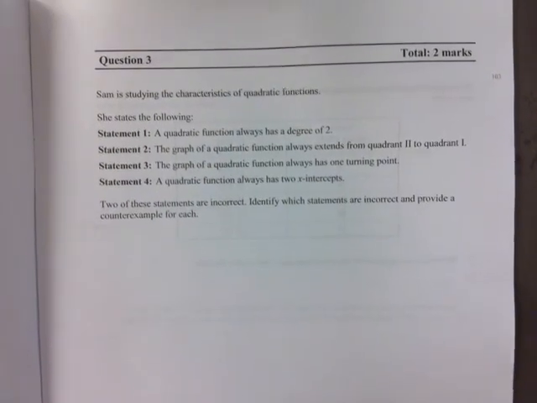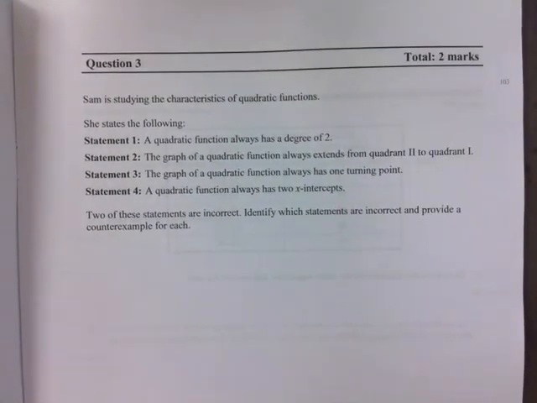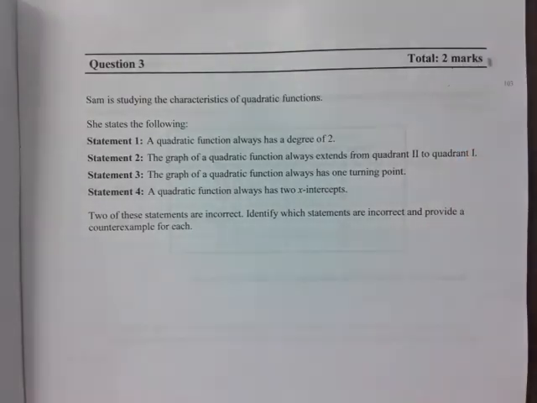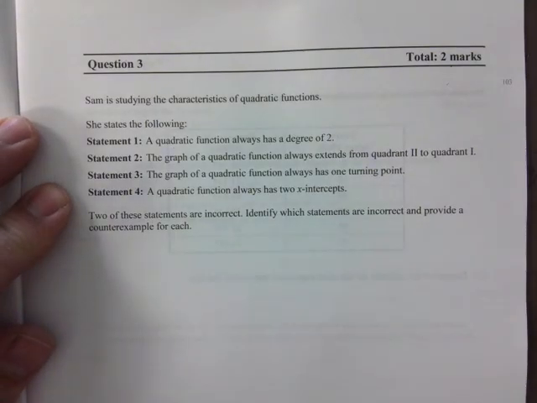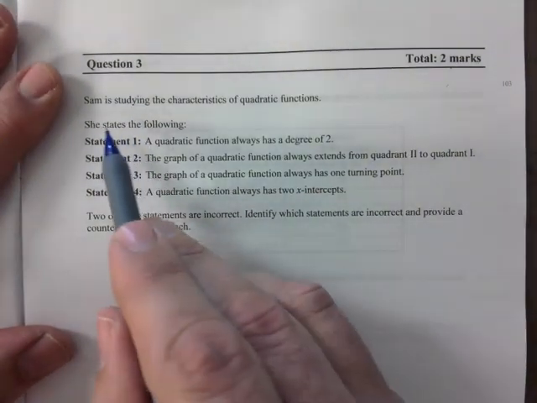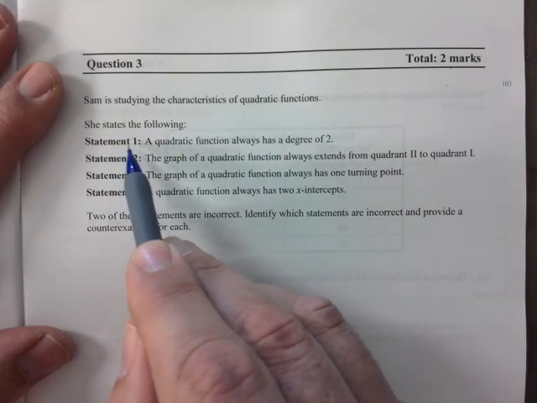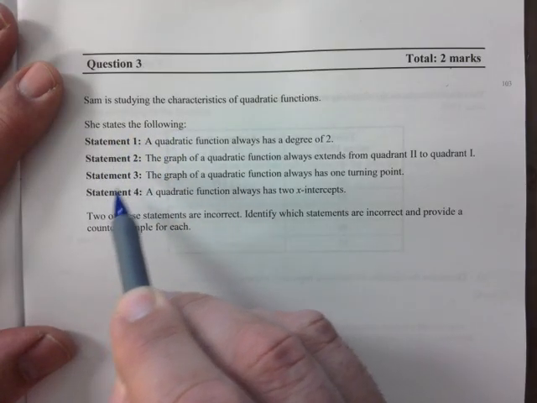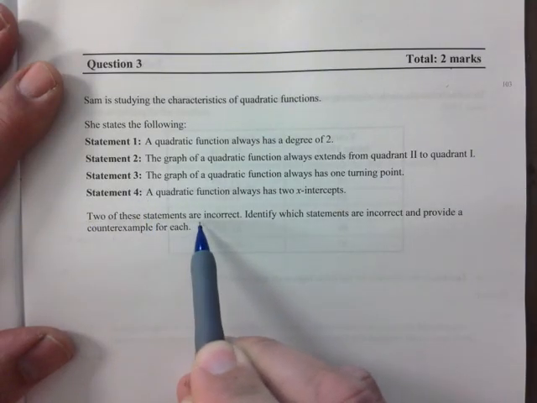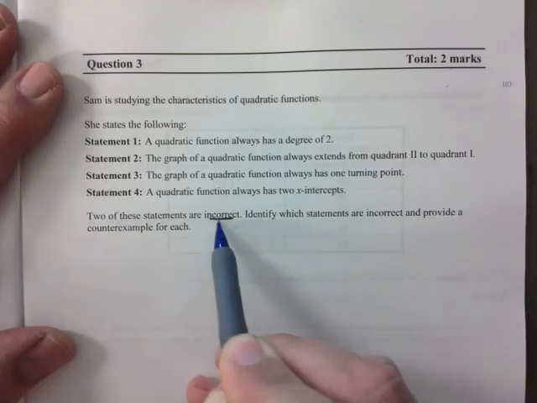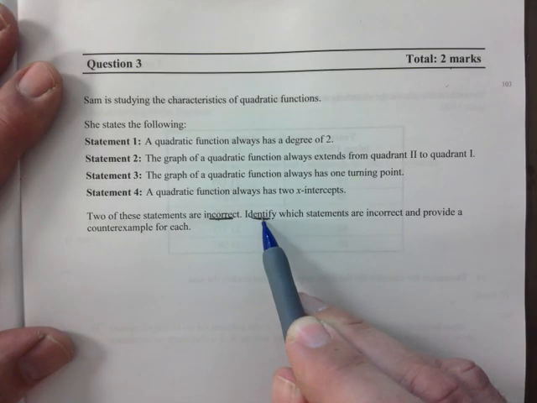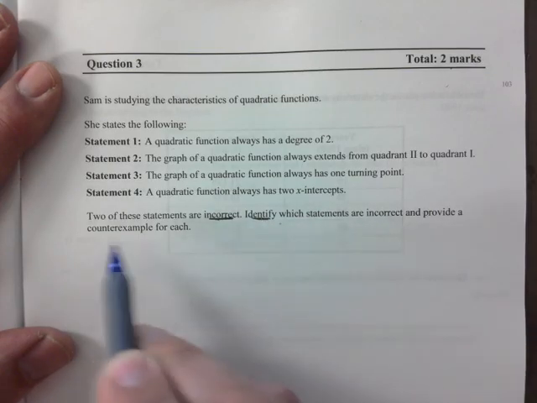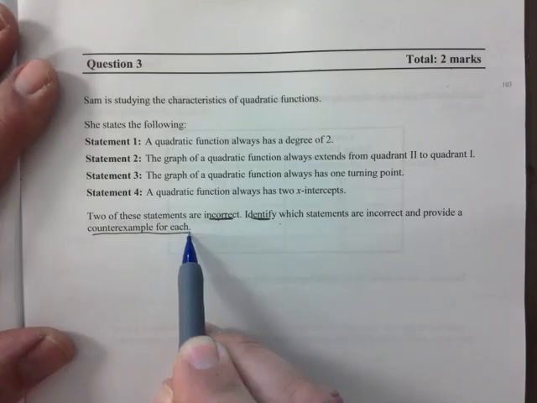You good? And I'm recording this, so if I'm going a little too fast, you can always go back and check. 2 marks. Watch this. 2 marks. Right? There's going to be a bit more than meets the eye. Sam is studying the characteristics of quadratics. She states the following. Statement 1, statement 2, 3, and 4. 2 of these statements are incorrect. Okay, so they're telling you 2 of them are wrong. Identify them, so tell us which ones are incorrect, and provide a counterexample for each.